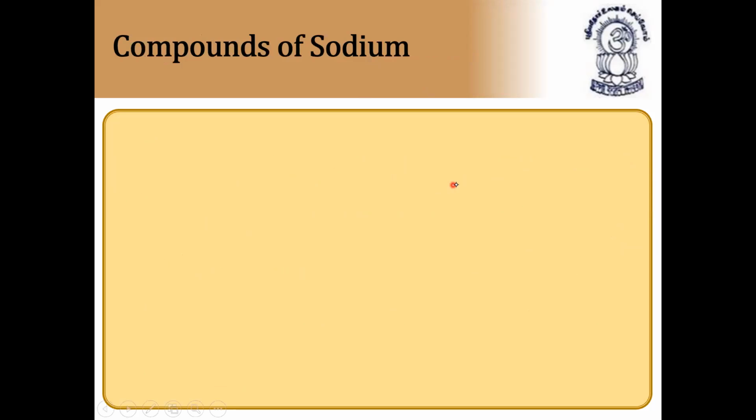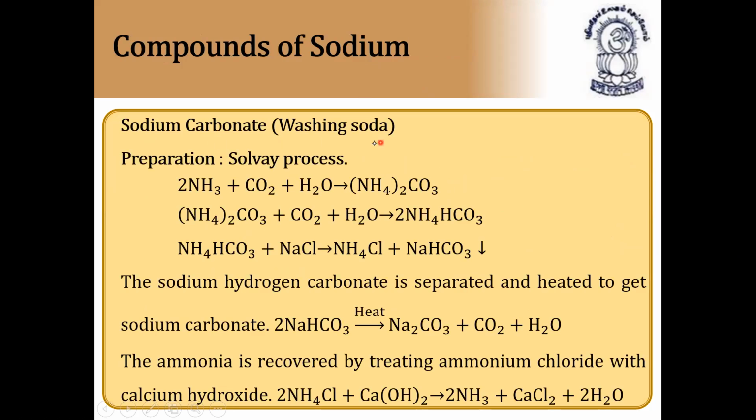Next we have compounds of sodium. As we have completed all the general physical and chemical properties of alkali metals, next we have preparation of alkali metal compounds, that is compounds of sodium: preparation, properties and uses. Sodium carbonate, also called washing soda. More additional points we'll discuss in the next session.